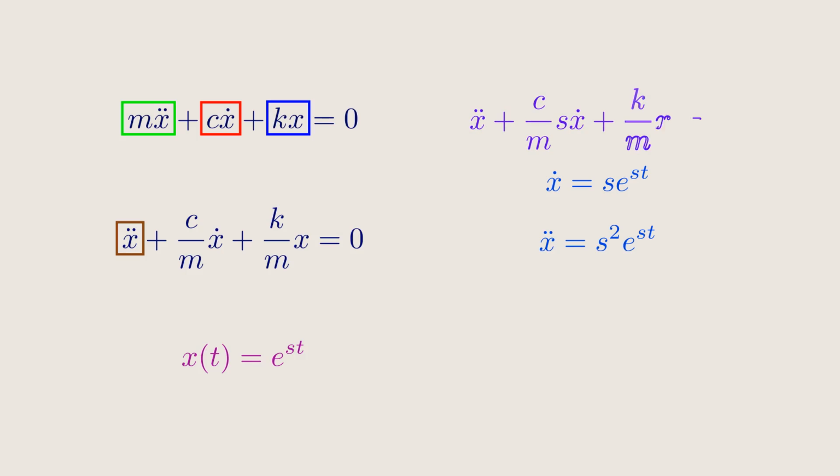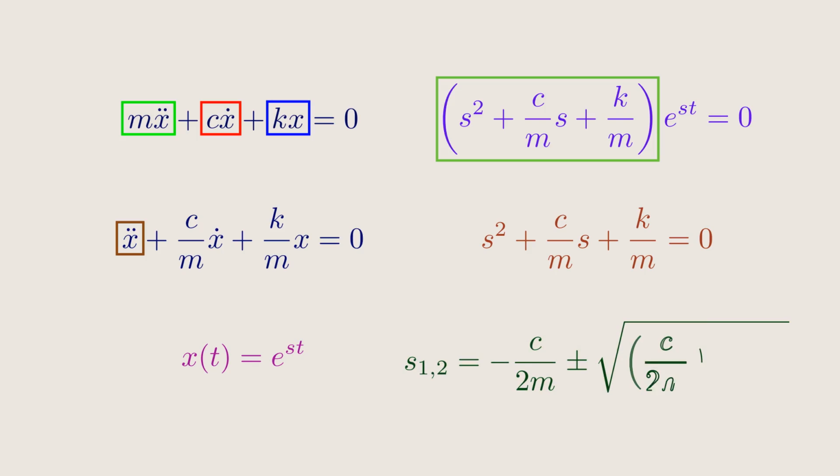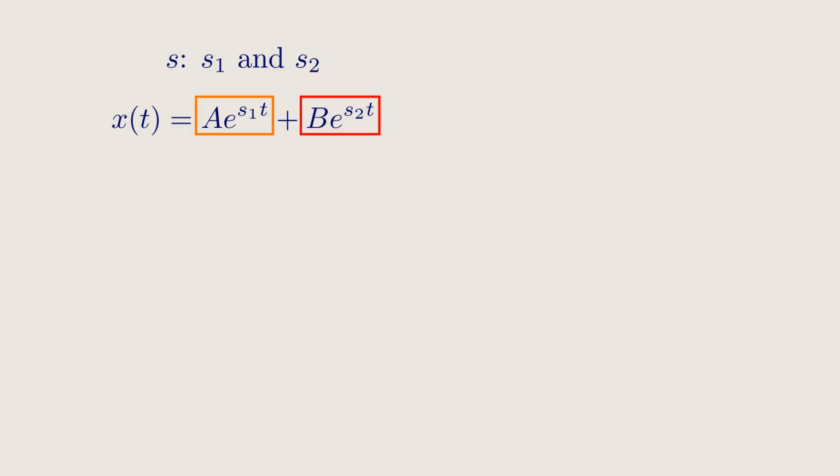We substitute them into the equation of motion to obtain a more complete expression. We can factor the trial function out. Because the trial function cannot be zero, the term inside the parentheses must be zero. This way, the characteristic equation can be obtained. The quadratic formula yields two possible values of S. Because there are two values of S, the general solution consists of superposition from two independent solutions.